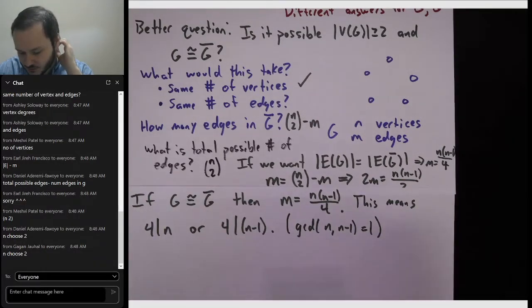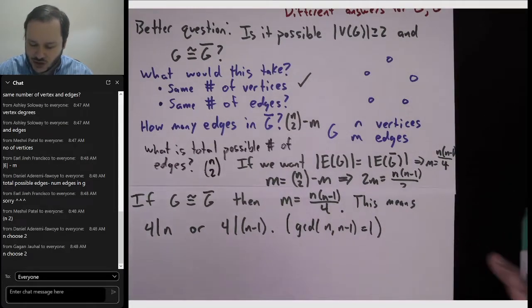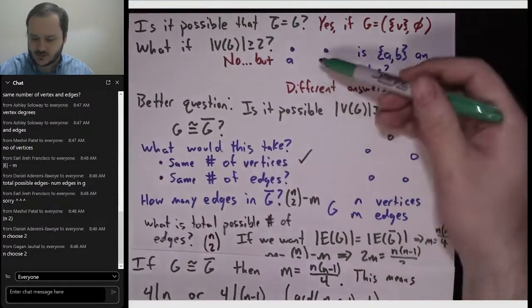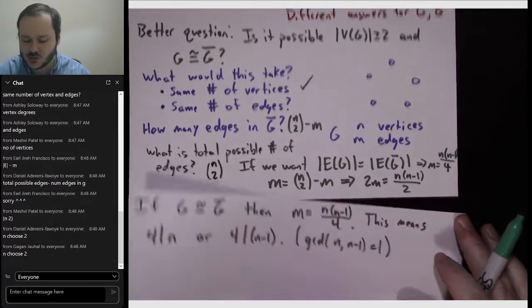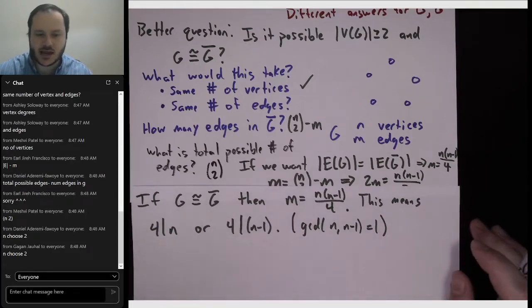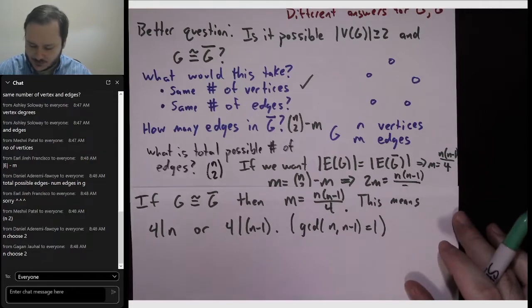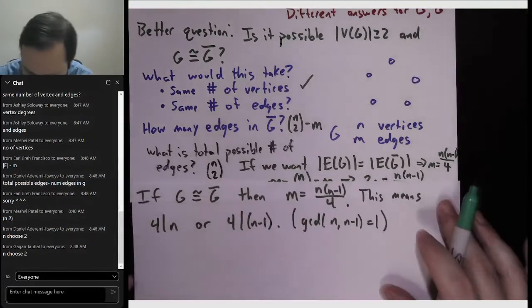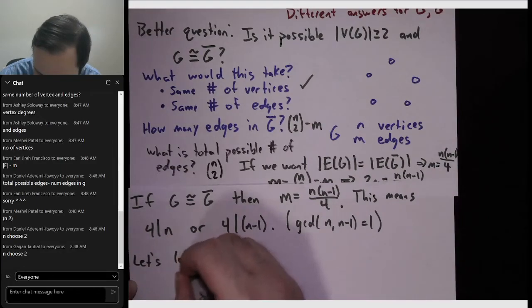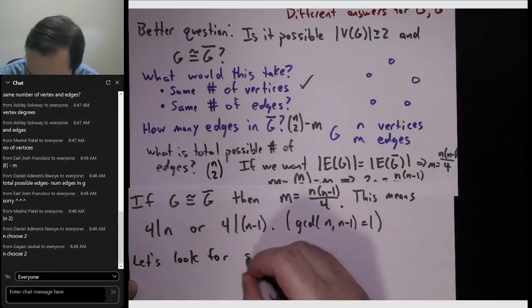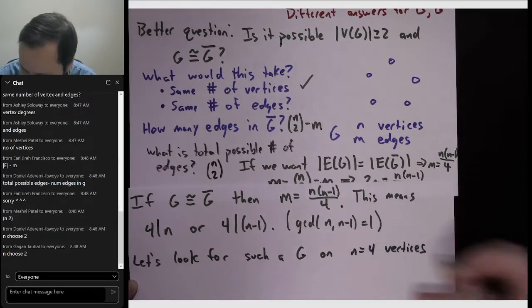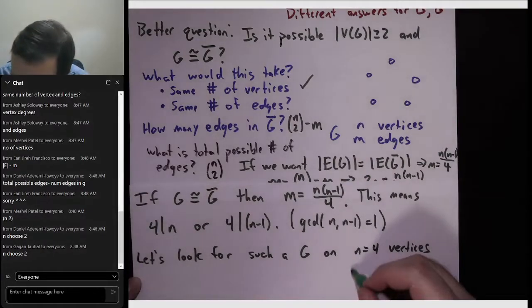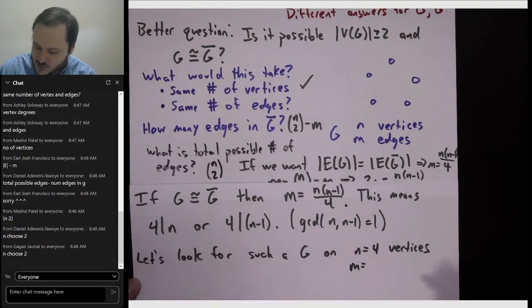Okay, so if I'm looking for a graph that's isomorphic to its complement, I shouldn't look on two vertices. We already know that that one's not going to work, but here's another reason why it won't work. I shouldn't look at three vertices. I should be looking at 4 or 5 vertex graphs, or maybe 8 or 9. So this gives us a good place to look. So let's look at such a G on n equals 4 vertices. I know how many edges I should have. m should be equal to 4 times 3 divided by 4, which is 3 edges.